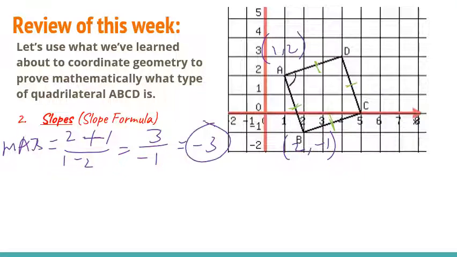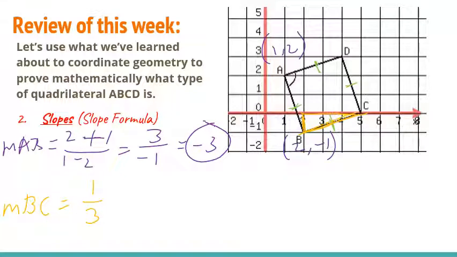Now we could keep doing the slope formula, definitely nothing wrong with that, but to save us a little time, I'm going to just count the rise over the run. From B to C here, I'm going up 1 and then to the right 3. So the slope of BC is going to be 1/3, and that line is rising, increasing from left to right. So it's positive 1/3.